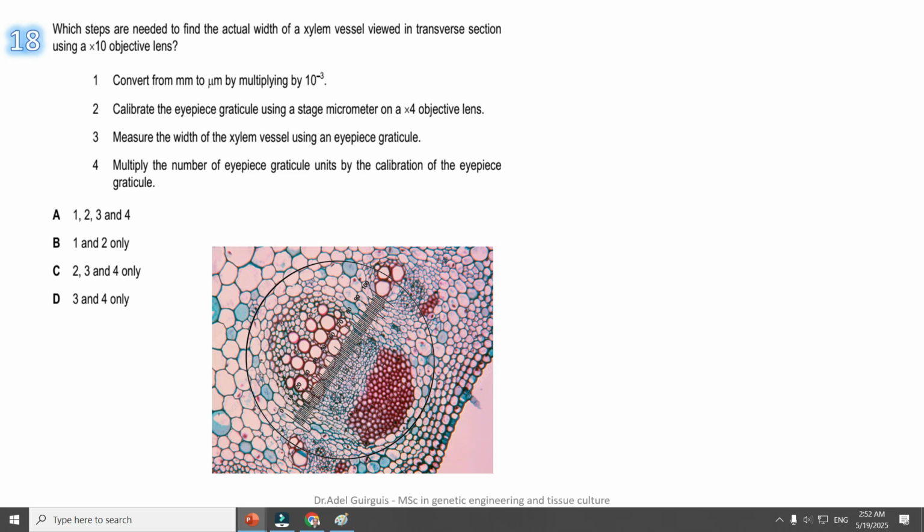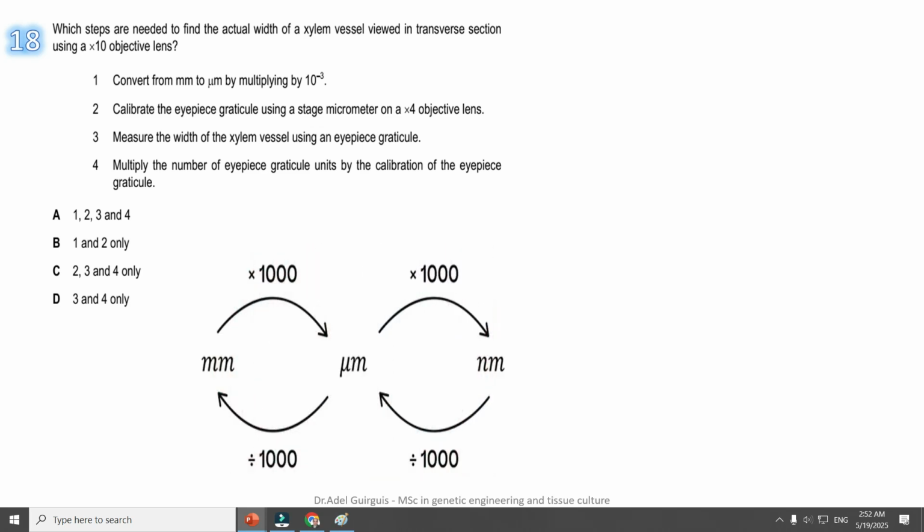How to find the actual width of a xylem vessel? We measure many xylem vessels because they differ in size, and take the average mean diameter of the xylem vessels. Number 1, convert from millimeter to micrometer by multiplying by 10 to the power minus 3. When we need to convert from millimeter to micrometer, we have to multiply by 10 to the power 3. So this statement is wrong.